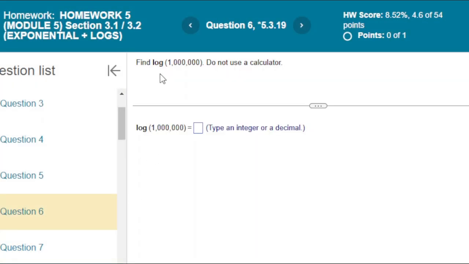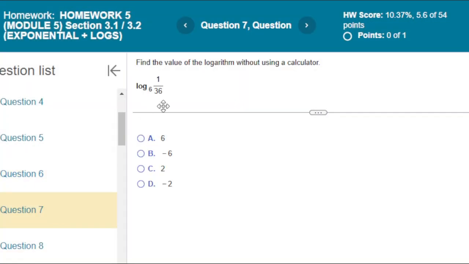All right, now this next one says find log of 1,000,000 and do not use a calculator. So the base here is 10, right? If you see the word log written without a base, it's assumed to be 10. So the question is 10 to the what power is equal to 1,000,000? Well, isn't it 10 to the 6th power, right? 10 times 10 times 10 times 10 times 10 times 10. Wouldn't that be a million?